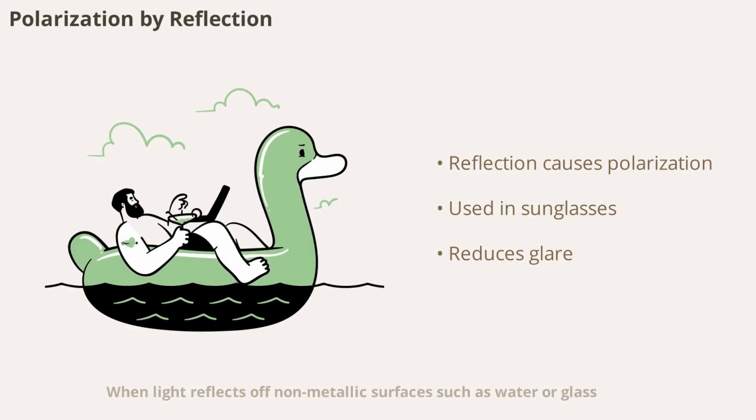When light reflects off non-metallic surfaces such as water or glass, it becomes partially polarized. The degree of polarization depends on the angle of incidence and the material. This effect is exploited in polarized sunglasses and photography to reduce glare and enhance image quality.